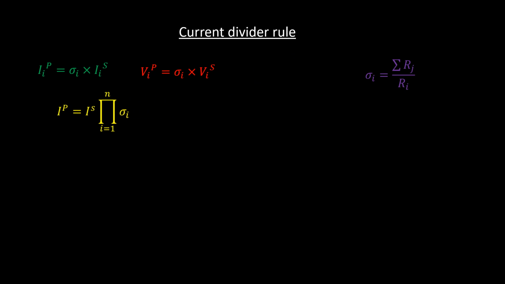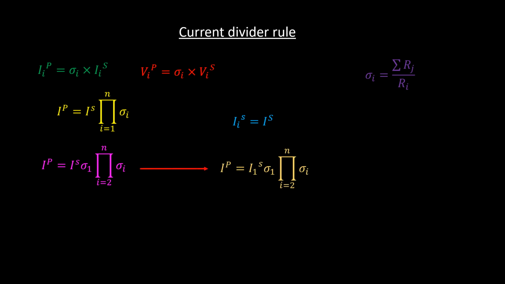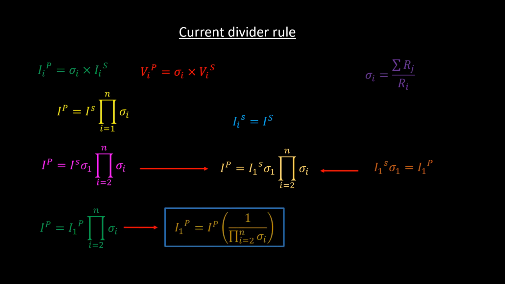Starting with this form of the equation for total current, we see that the product is from 1 to n, being a positive integer. Let us write the equation in this form because I am trying to convert the series current to a parallel current. Noting that the current through any resistor in the series circuit is equal to the total series current, this equation becomes this. Subbing in this series parallel current relationship produces the following result. Rearranging for IP1 yields this. This is the current divider rule.